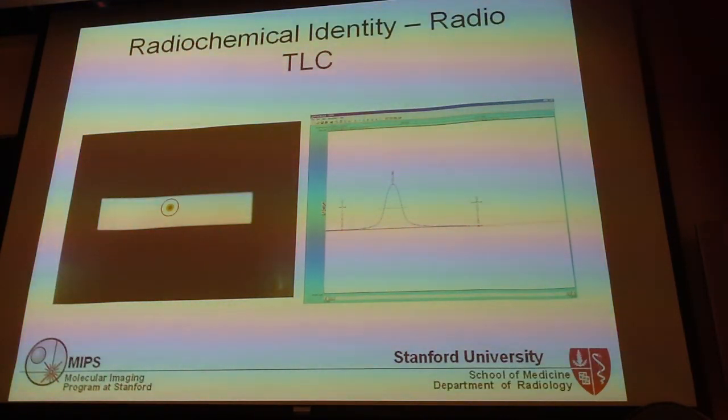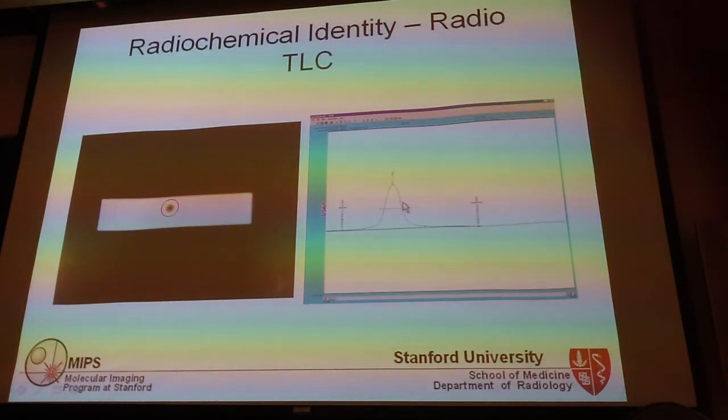Same thing is kind of true here, except here we're just, again, looking at the amount of fluorine that didn't bind to the FDG. This is your origin here. It's scanned with a micro radiation detector, and so it basically shows you any blips here are contaminants. Here's your main product here.